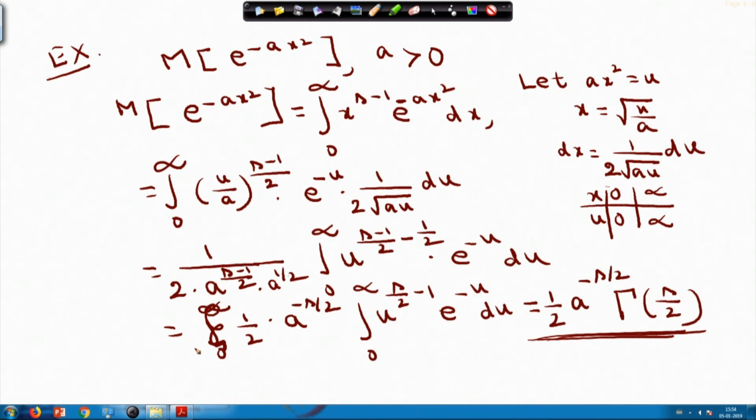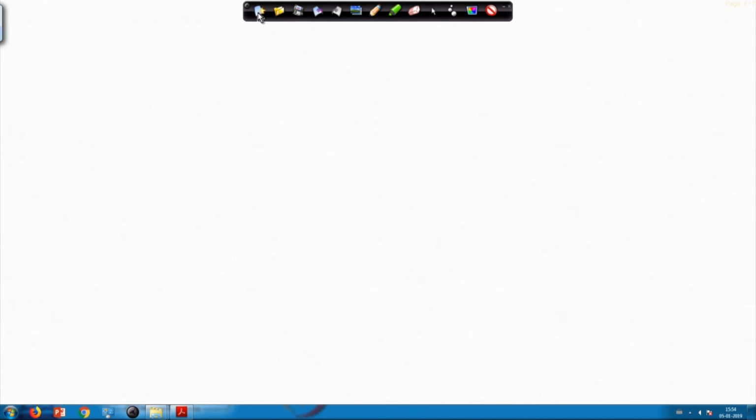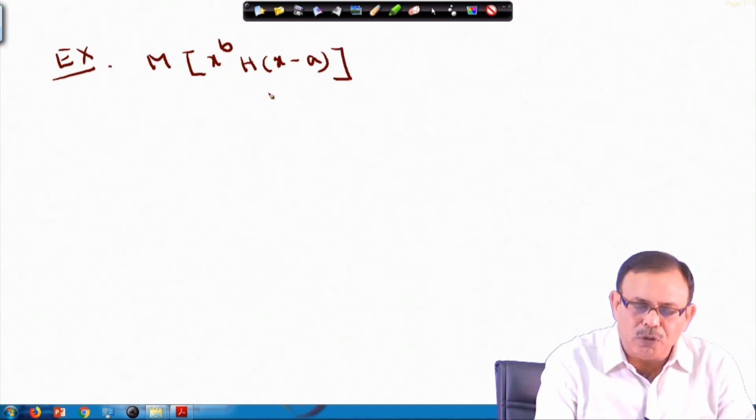So, I hope it is clear. Let us go to the next example. We want to find out the Mellin transform of x to the power b into H of x minus a, where, what is H? I hope you remember it.